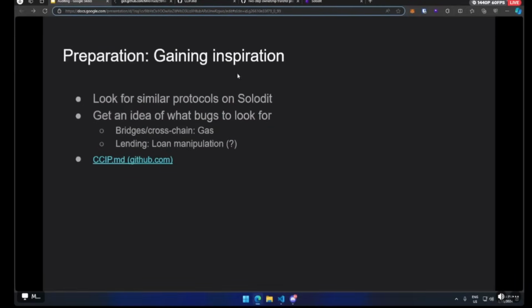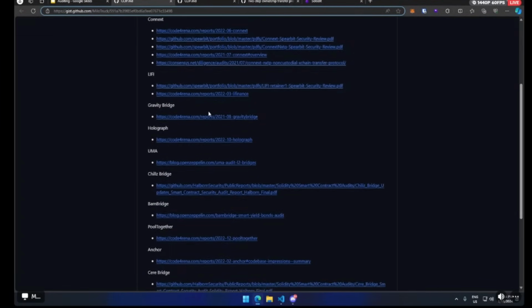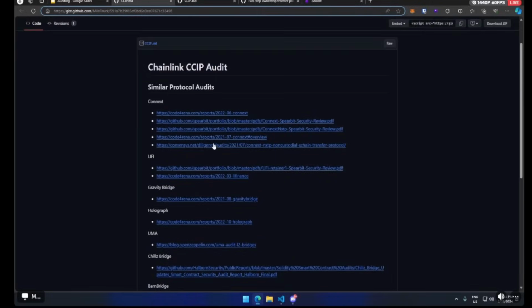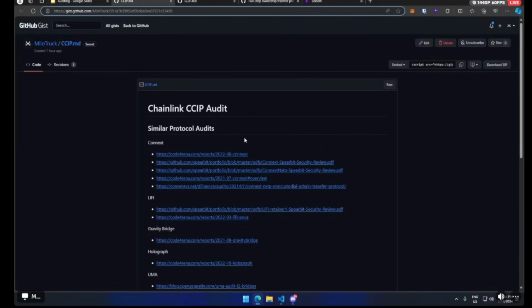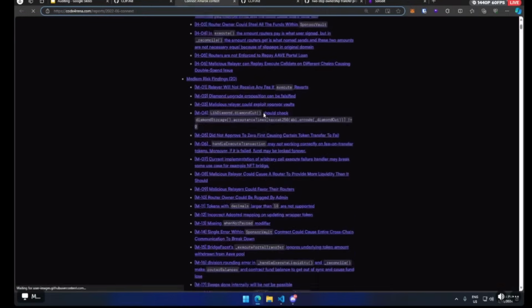For example, this was actually my prep for the Chainlink CCIP audit. I know it looks very intense, but most of the time, for most of these, I just clicked into it and scrolled through to get a general idea of what kind of bugs.